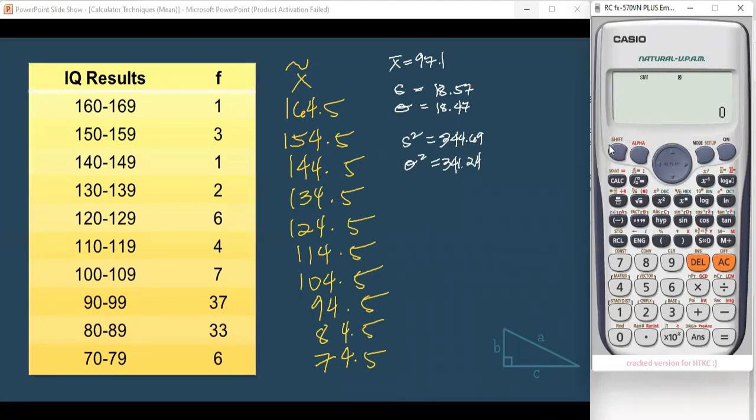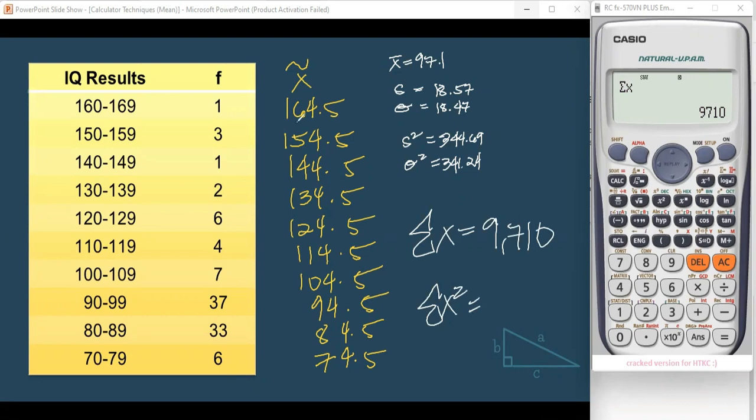For the summation, that is again easy. Shift distribution 3. For the summation of x, that is click number 2. So the summation of x is 9,710. How about the summation of x squared?